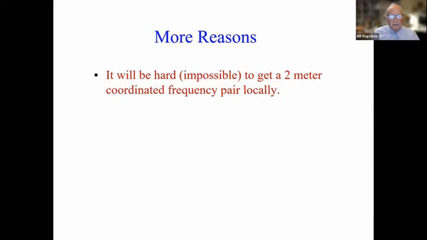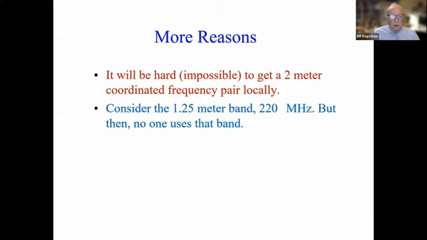More reasons. In Northern California, it is impossible to get a 2-meter coordinated frequency pair. They are all allocated. You might consider the 1.25 meter band, that's 220 megahertz, but on that frequency or that channel again, nobody uses that band.